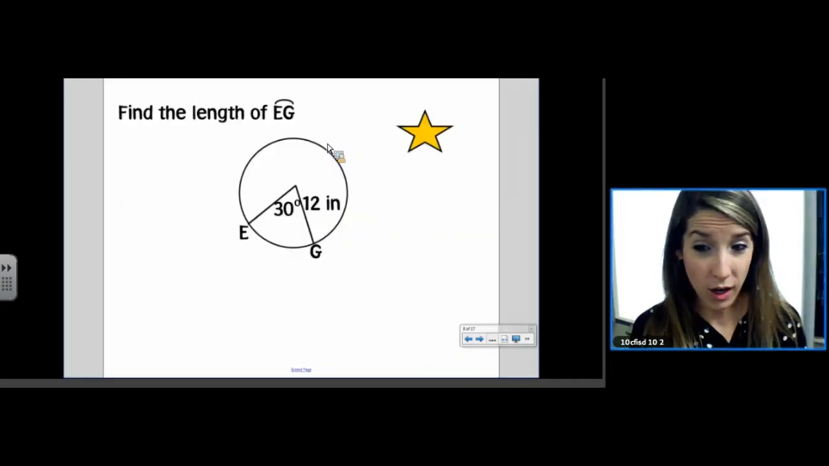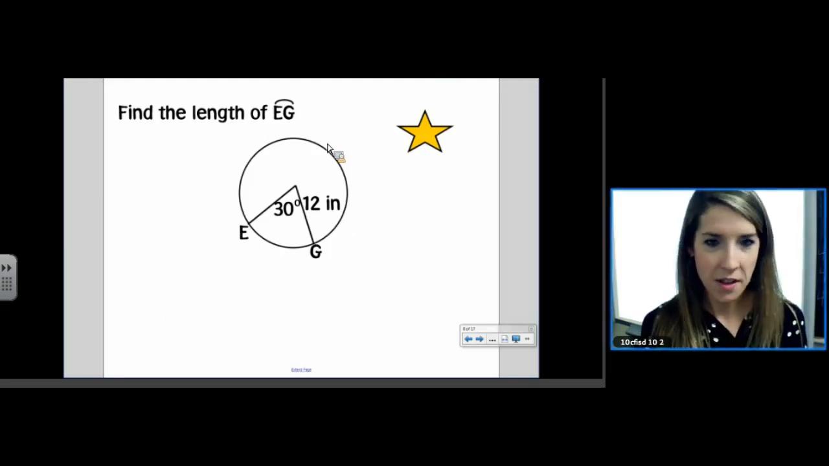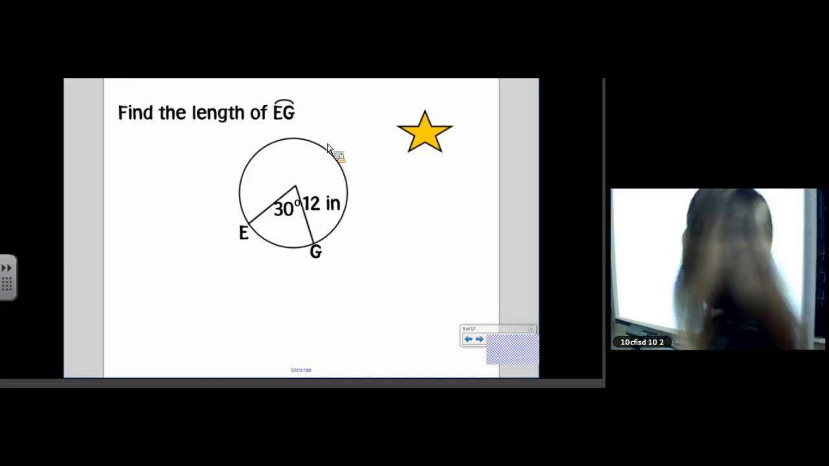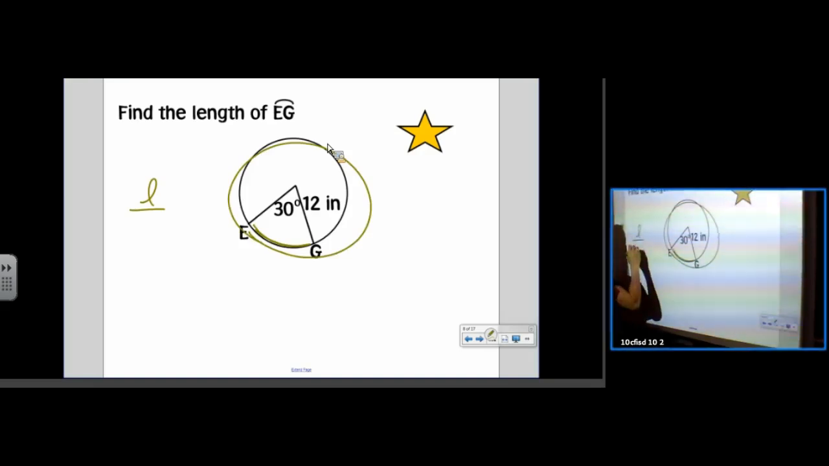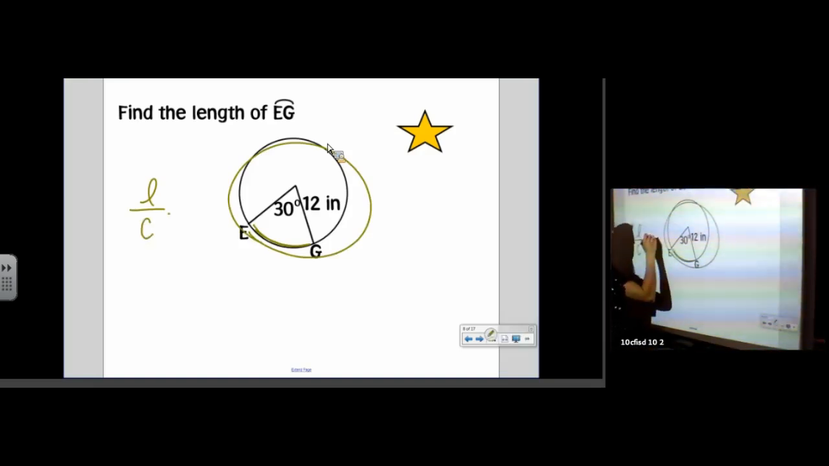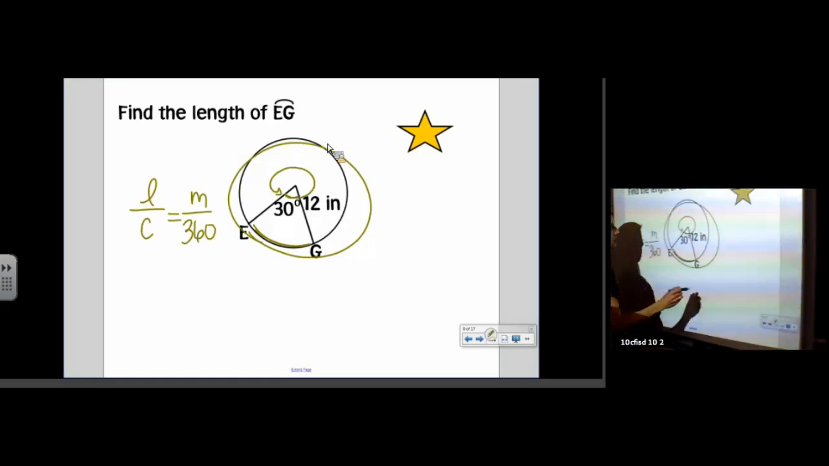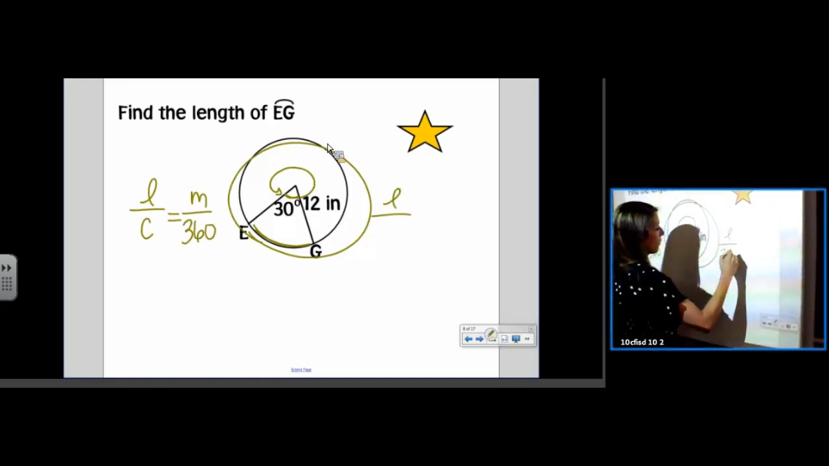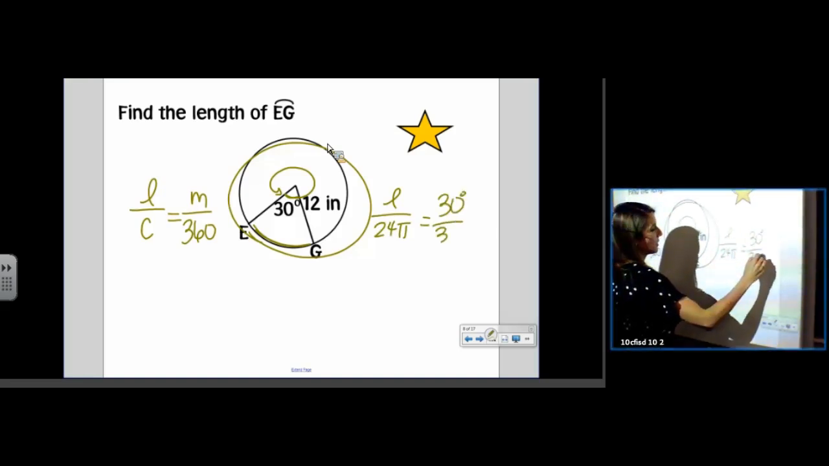Find the length of arc e, the length, not the measure. The answer is not 30. Find the length of the arc. Okay, this is a proportion. It's arc length over, so the length of this over all the way around. Well, all the way around is called circumference. Equals m, the measure of this angle, over all the way around. And all the way around is 360. So it's L over 24 pi equals 30 degrees over 360 degrees.